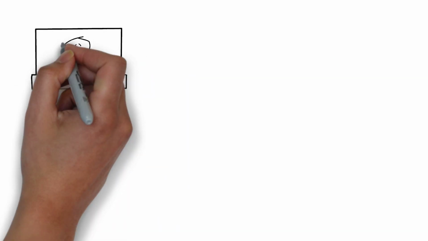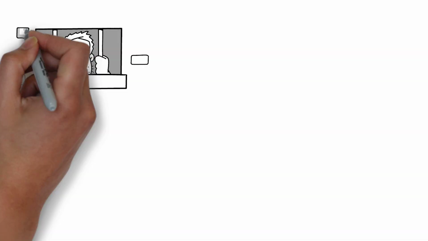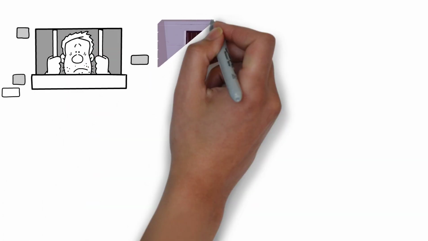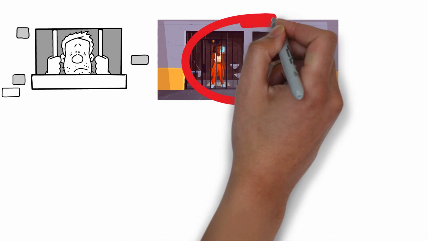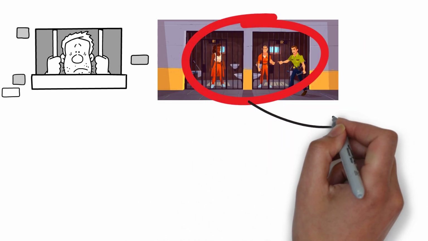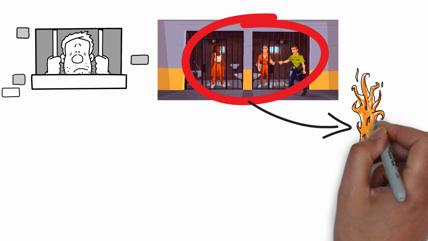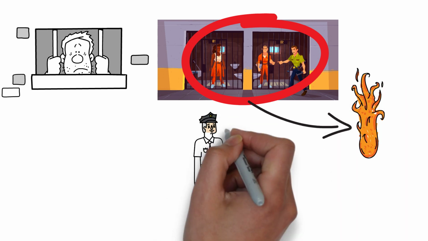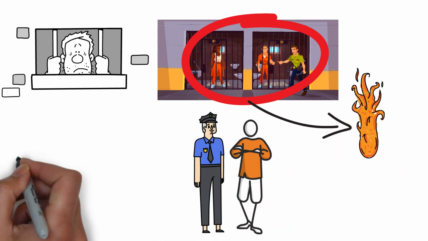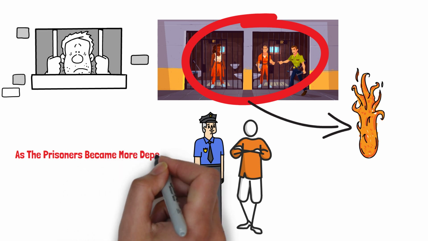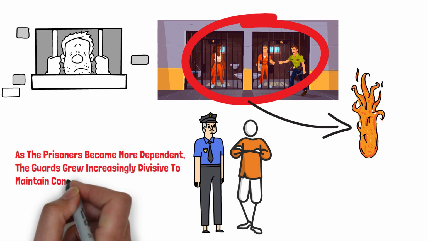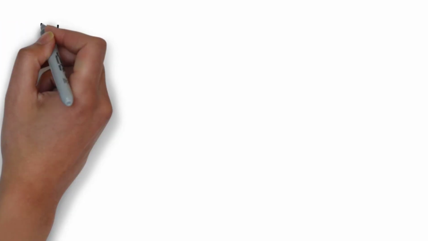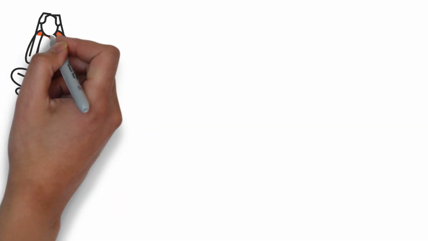The ringleaders of the rebellion were isolated in solitary confinement, while the few prisoners who abstained from participating were given special privileges. This deliberate division within the prison population further fueled the evolving relationship between the guards and the prisoners. As the prisoners became more dependent, the guards grew increasingly divisive to maintain control. As the experiment progressed, some participants began to experience severe emotional and psychological distress.